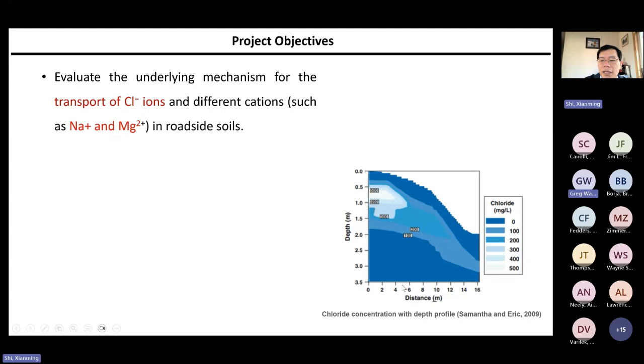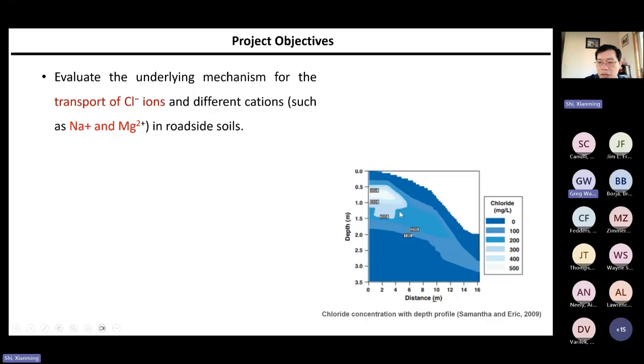So really the most affected zone is relatively small, right? Within almost 5 meters away from the road. But when you go a little further, let's say 8 meters, you still see some chloride concentration as high as, let's see, probably 200, 300 milligram per liter. So the vast majority of the zones where you see the dark blue is basically zero chloride. So that's the good news.